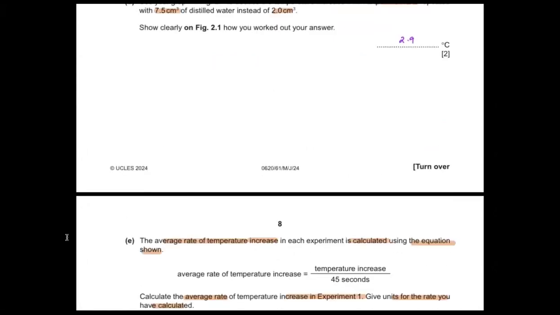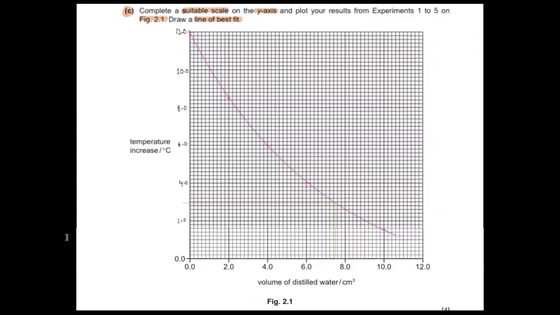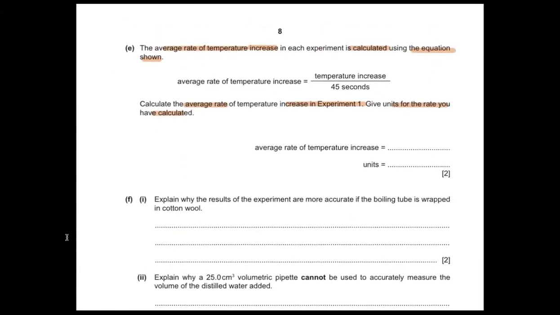So in experiment 1, the rise in temperature is 12 degrees. So 12 divided by 45. Can anyone tell me the answer, please? 0.267. 0.267, right? Yes, the average rate is going to be 0.267, and now units. In the numerator, you have degrees Celsius, and in the denominator, you have seconds. So it is going to be degrees Celsius per second.